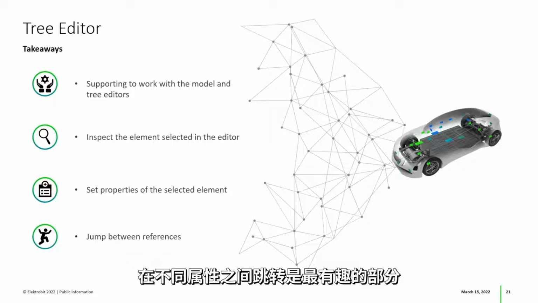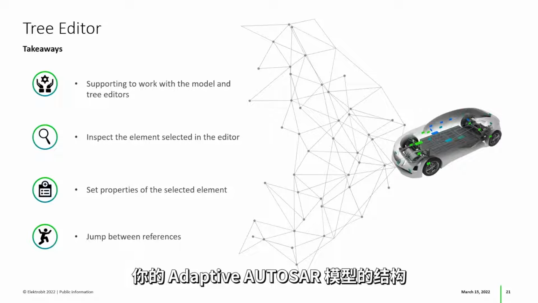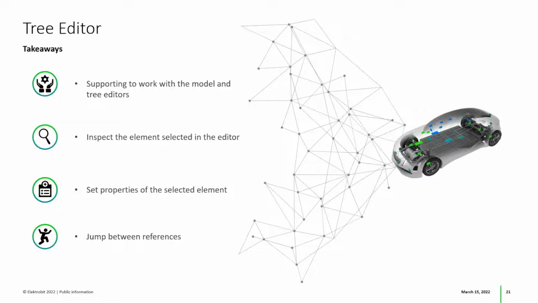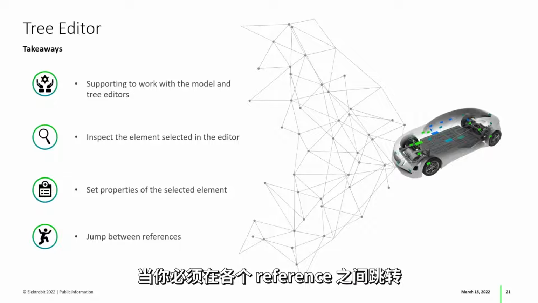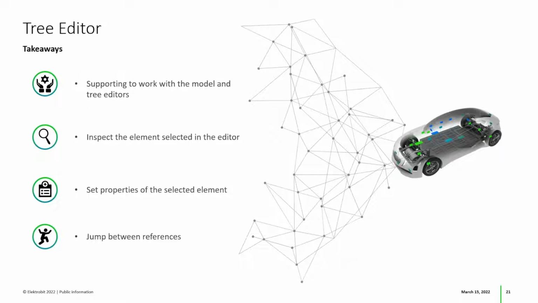And jumping between references is the most interesting part to really know the structure well of your adaptive AUTOSAR model. And this comes in really handy when you have to jump between your references and sort out who is referencing and who is implementing interfaces and so on.